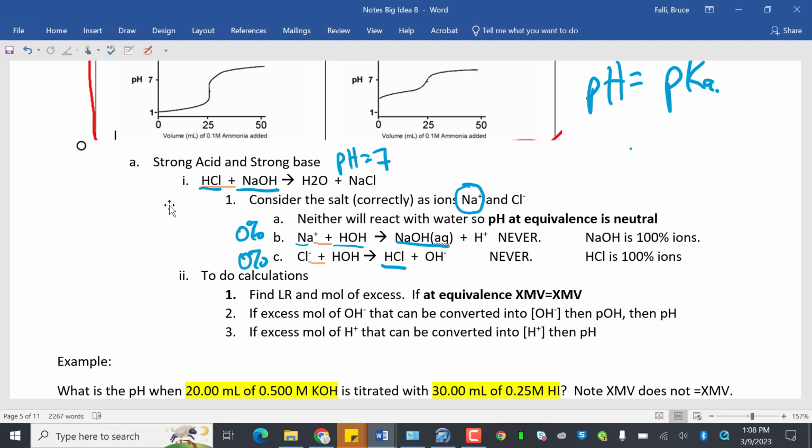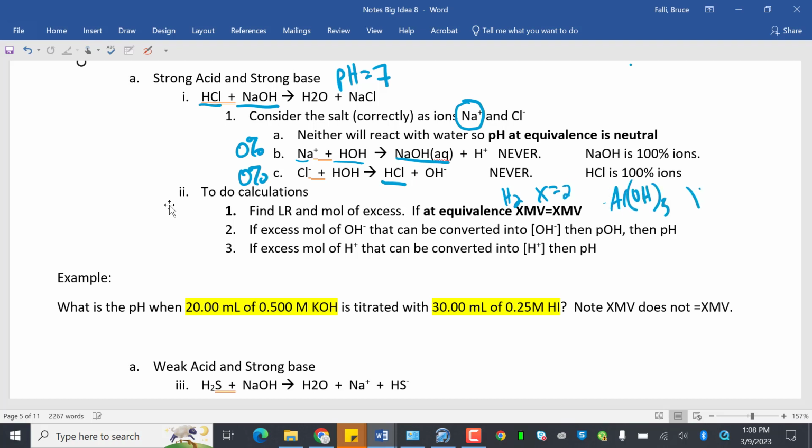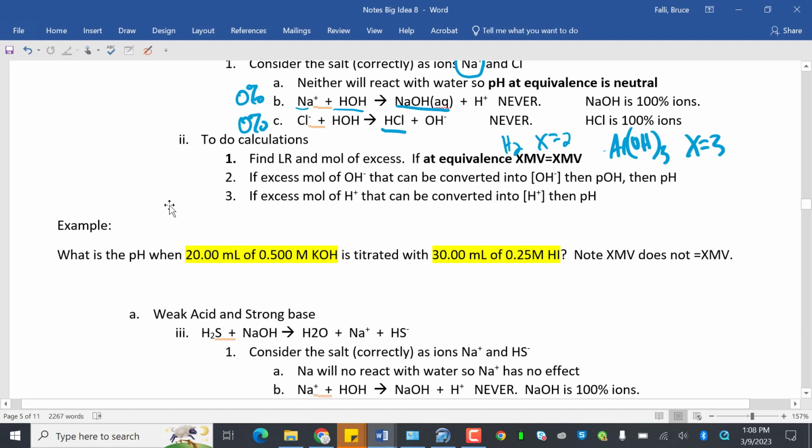If I want to find the pH at a certain time, I find the limiting reactant in moles of excess. If I'm at equivalence, XMV equals XMV. Remember, H2SO4, X equals 2. If I have Al(OH)3, X equals 3 for the hydroxide. If you have excess moles of hydroxide, that can be converted into OH negative concentration, then pOH, then pH. So it's basically the pH runaround.